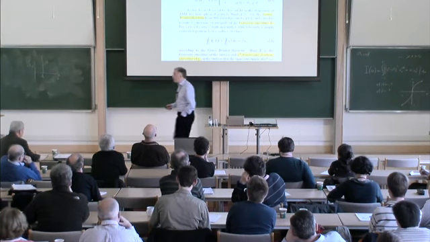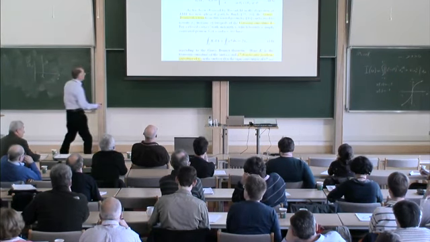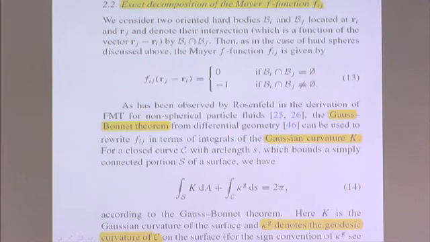I'll have to go through this quickly. I can see we're running out of time. So this is the result we saw before. The Mayer function is equal to 0 if the intersection is non-zero, otherwise it's equal to -1. And like Rosenfeld, these people go back to the Gauss-Bonnet theorem. So here is the Gauss-Bonnet theorem written down for a single body.